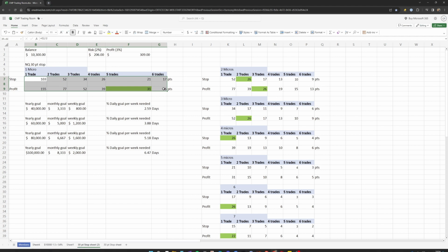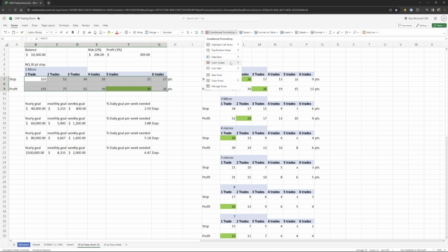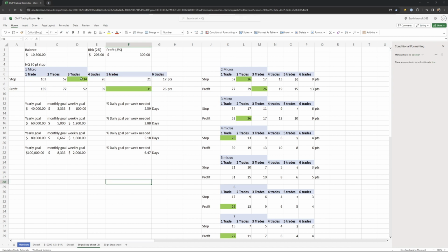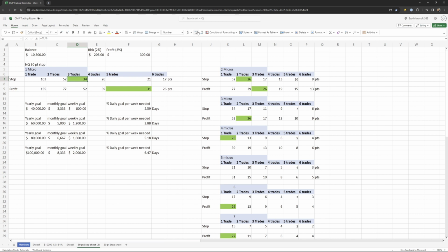I'm not entirely sure why that one isn't coming up on the conditional format. It should be on there. There we go. I think it was like 34.5 or something, so it wasn't rounding up. So it's probably closer to 34.33, so I rounded it up to 35. So in this scenario, you can see here, 3 trades is the sweet spot in terms of having that nice range.